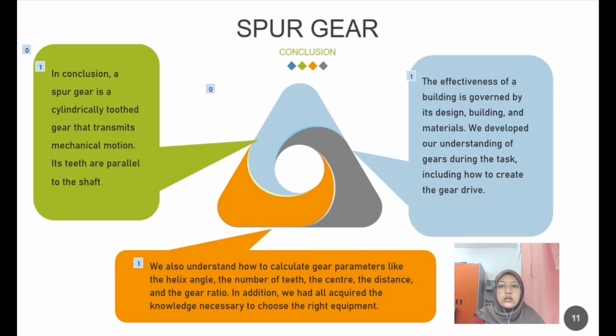I will continue our presentation with the conclusion. The conclusion is that a spur gear is a cylindrically toothed gear that transmits mechanical motion. Its teeth are parallel to the shaft, and the effectiveness of a gear is governed by its design, building, and materials.